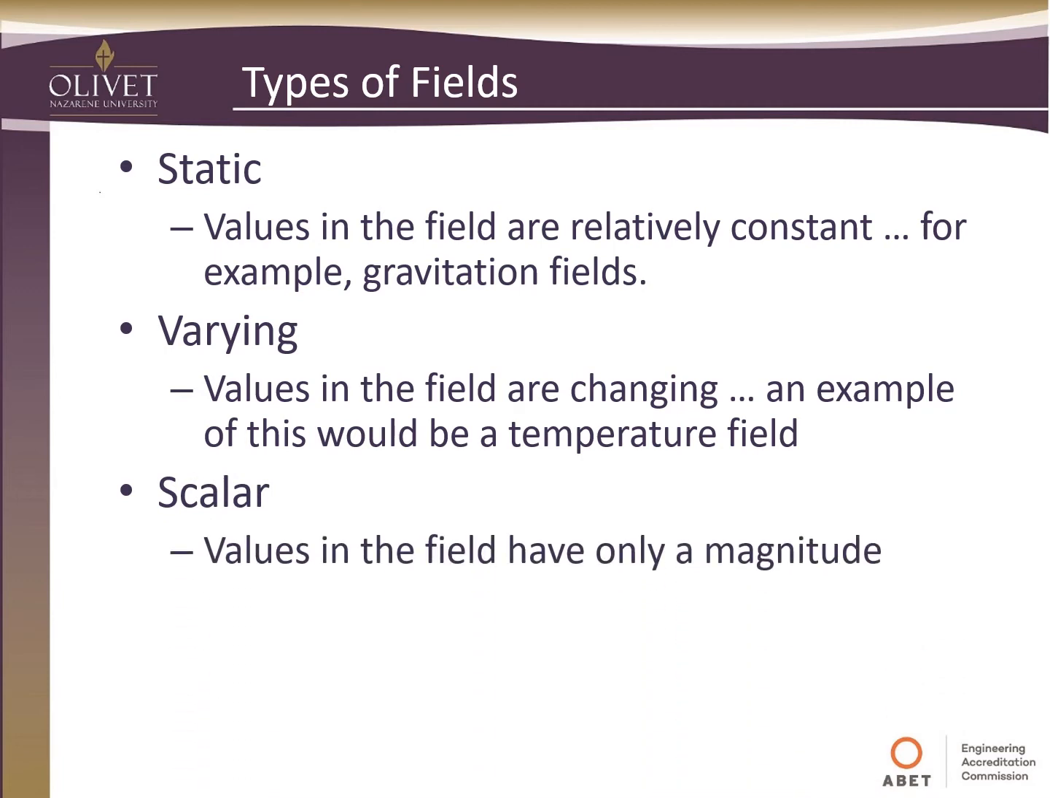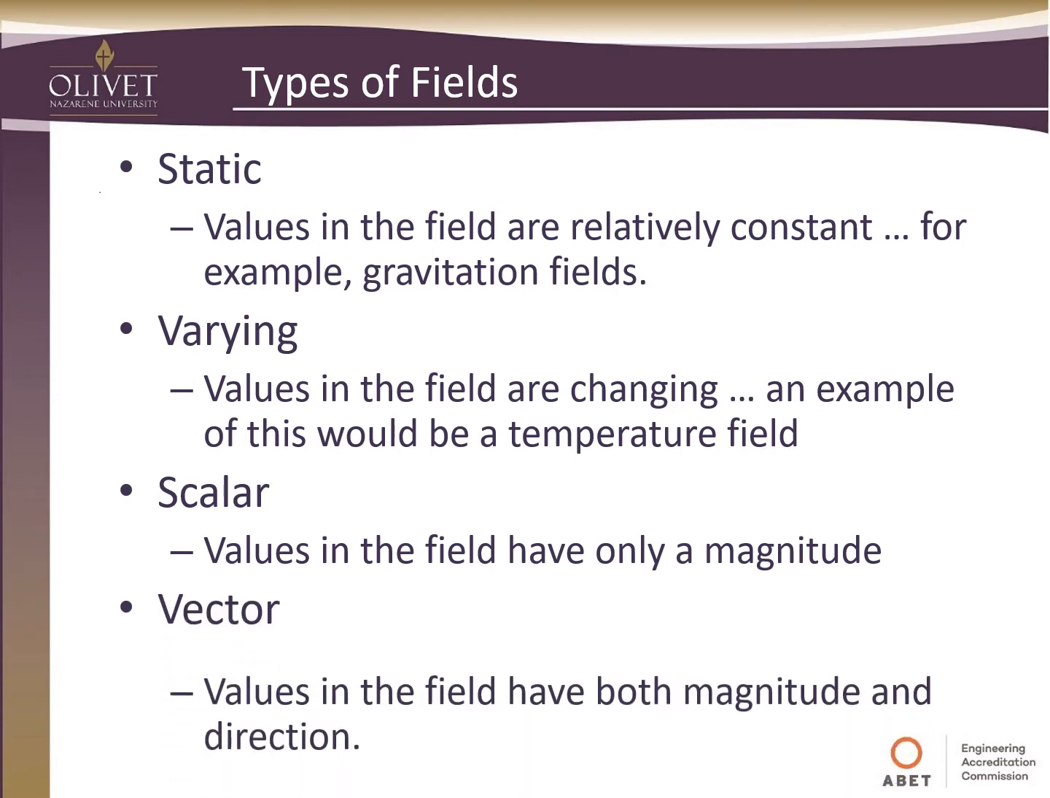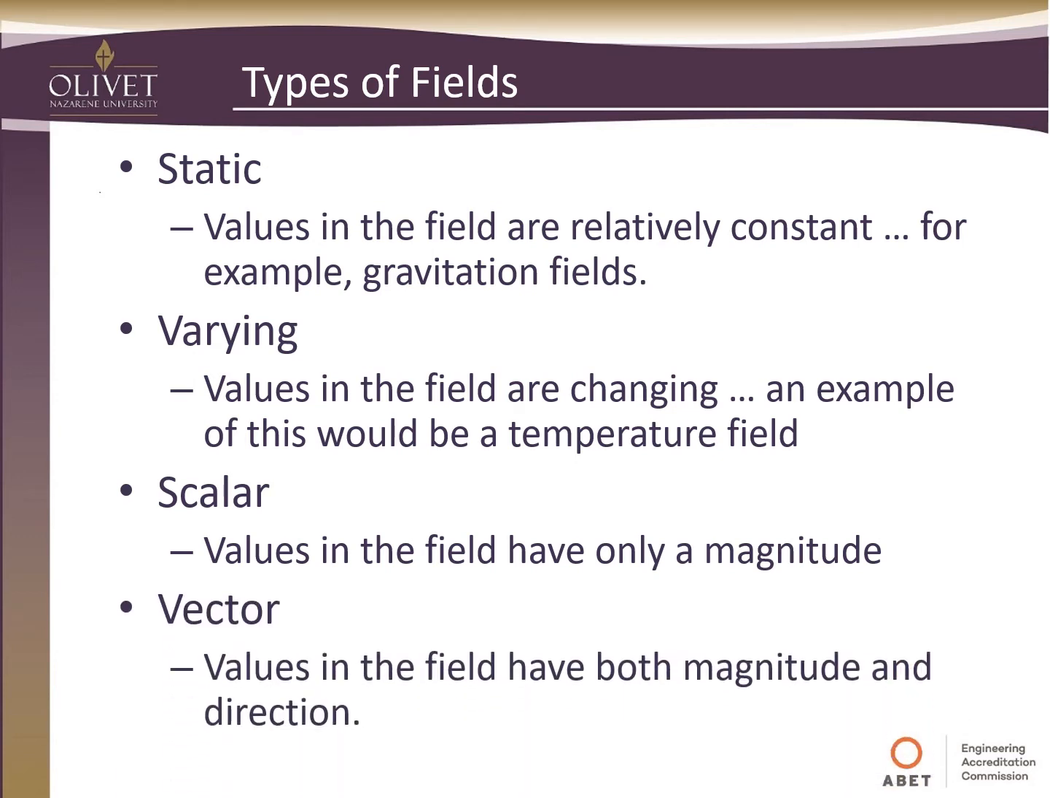We can have scalar fields. Values in this type of field have only a magnitude. Again, that temperature field would be an example of that. Then you have vector fields. The values in this field have both a magnitude and a direction. So these are where we're headed. Electromagnetic fields are going to be vector fields.